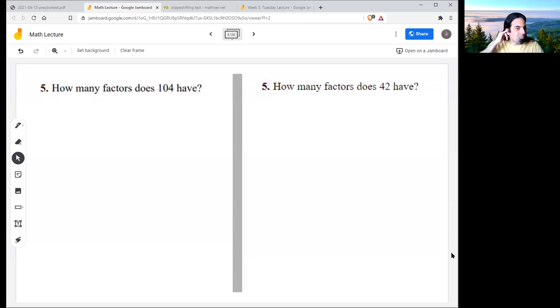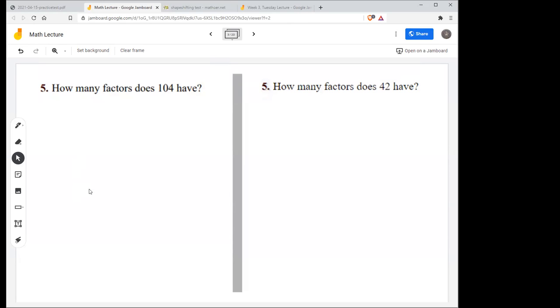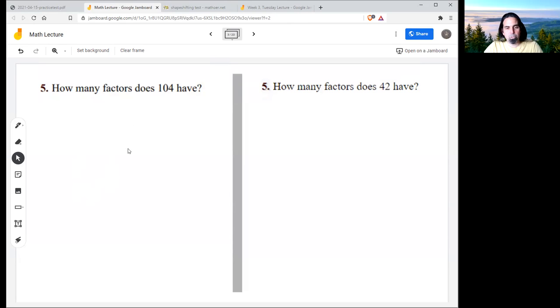Number 5, how many factors does 104 have? This is different than the what's the prime factorization kind of question. Just in case you started with a factor tree, hit pause, try it the other way. You answered the other question. Okay, tell us what to do.